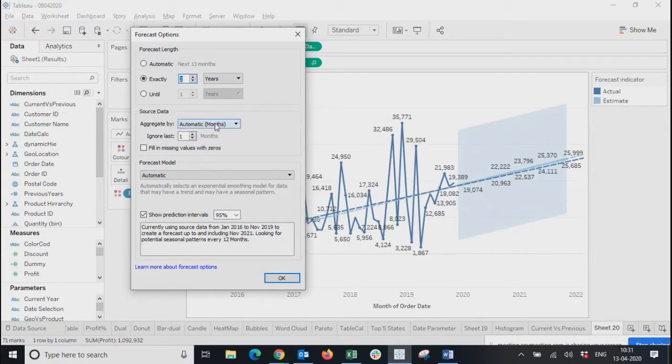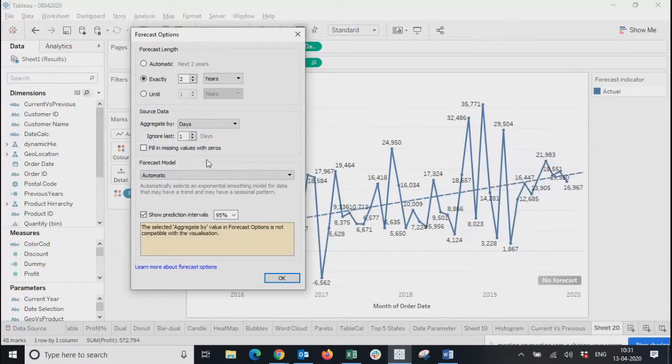Then it says aggregated by month. So this aggregation is exactly what I was telling, simple moving average. Simple moving average basis years, basis quarters, basis month, week, days, hours, minutes, or seconds. It depends on what kind of granularity you have in your data. The more granular you can go and do the prediction, the more accuracy you will have. So if you are able to predict on months, very good. If you are able to predict by days, it will give you a good number.